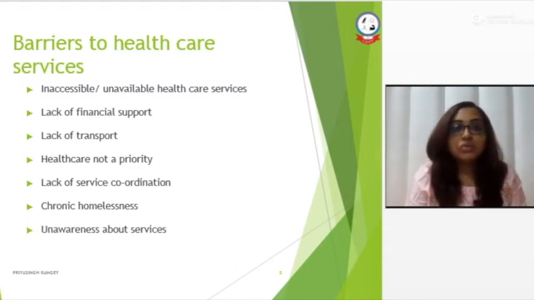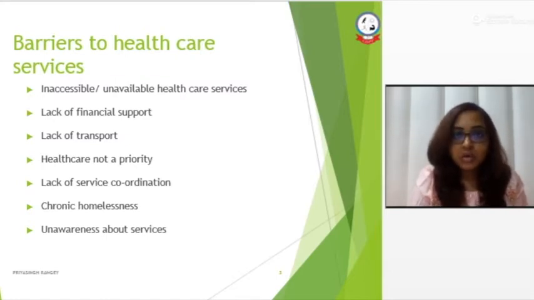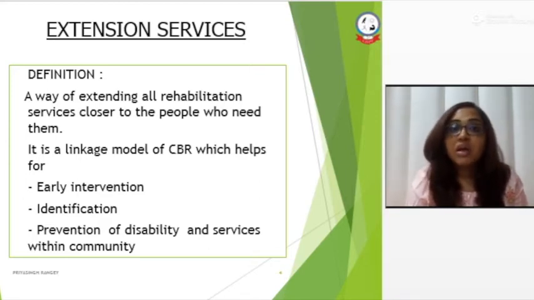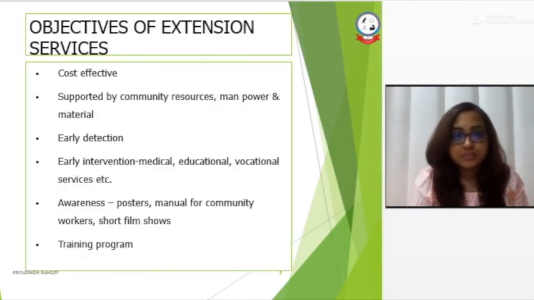In order to eliminate these barriers, or as a step to move further beyond these barriers, the system of extension services has been developed. In extension services, we try to extend the rehabilitation services as close to the people who need them as possible. It is a linkage model of the CBR, which is community based rehabilitation, and we use these extension services to perform early intervention, identification, prevention of disability, and services within the community.